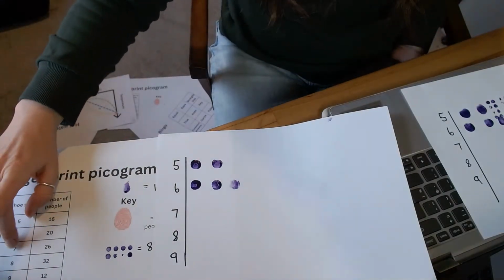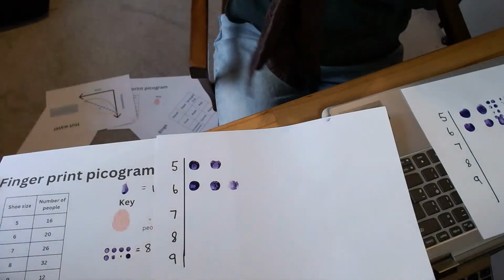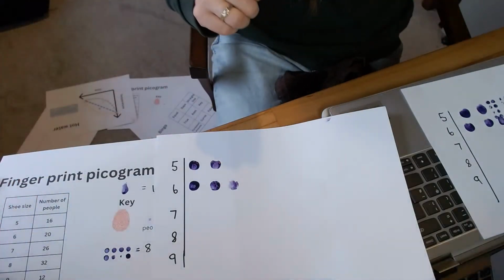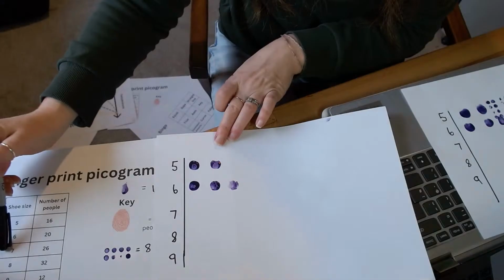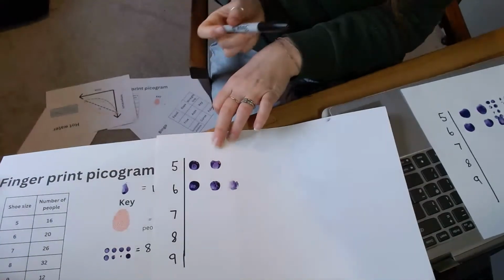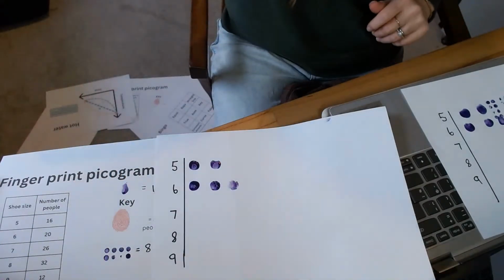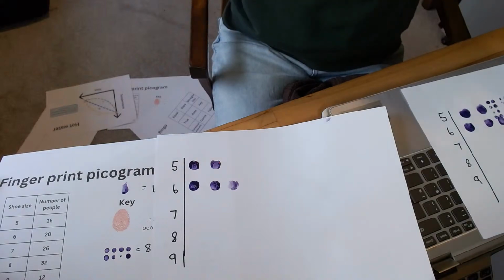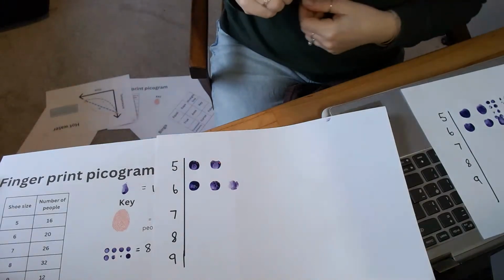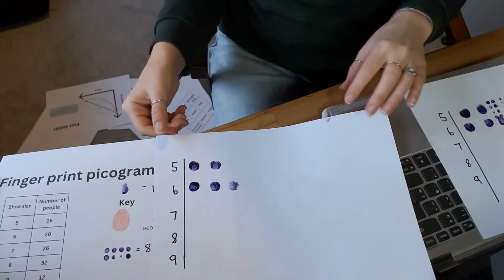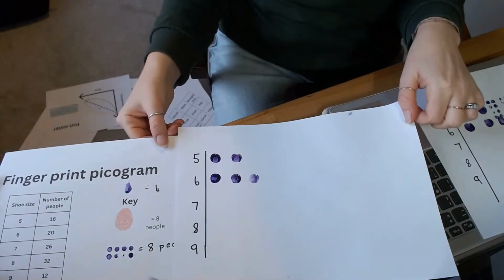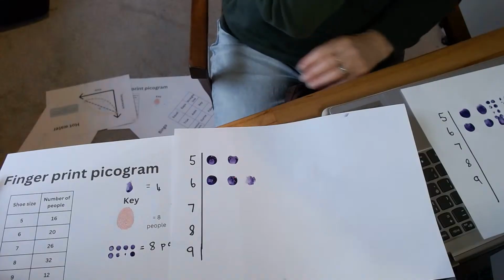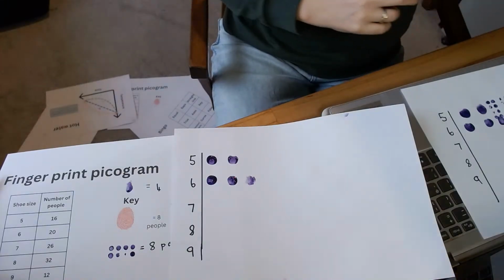Right, so now for 7 people, have a little think. How many fingerprints are you going to need? Not for 7 people, size 7 shoes. So we're going on to size 7 shoes. We need to represent 26 people. How many fingerprints will you do? So we want to represent 26 people. We've got our key. Can you see the key? Each fingerprint is representing 8 people. How many fingerprints will you need?